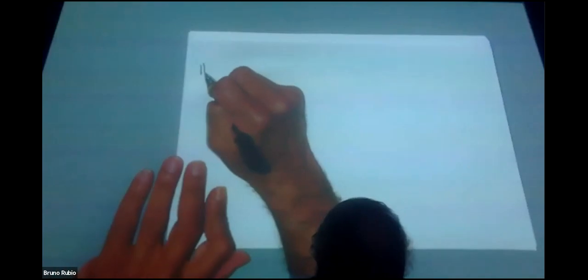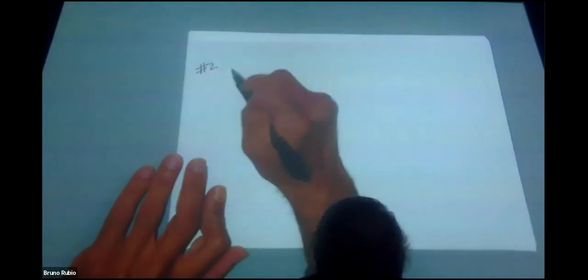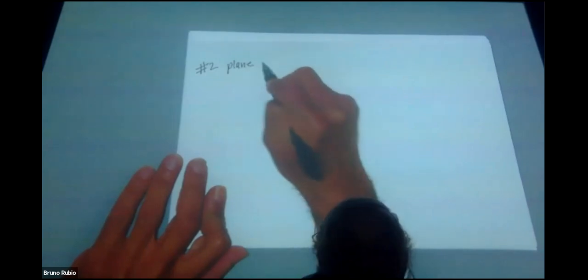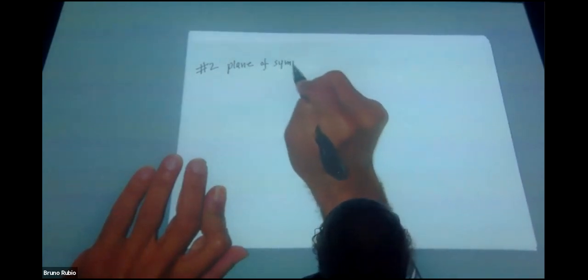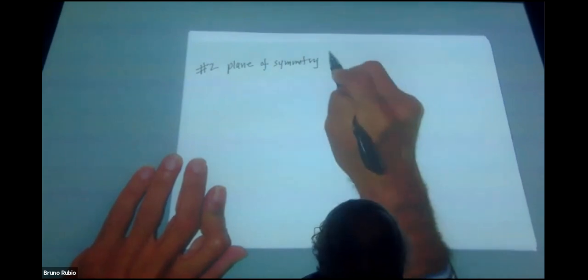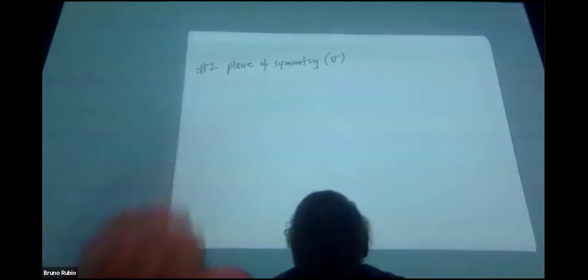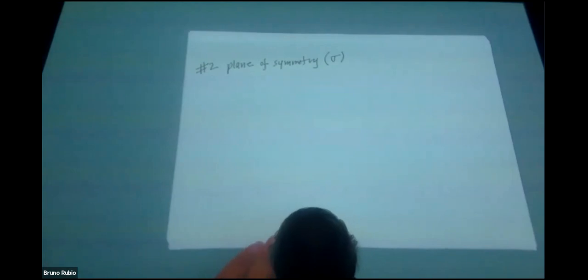Okay, so that's the center of symmetry. That's the first symmetry operation. Next symmetry operation is the plane of symmetry. And again, that takes a long time to say and to write, so it is usually denoted by this group theoretical symbol, which is the lowercase Greek letter sigma, again an unfortunate choice because sigma can stand for a lot of things in chemistry, bonds, for example, but this is just what we call it.